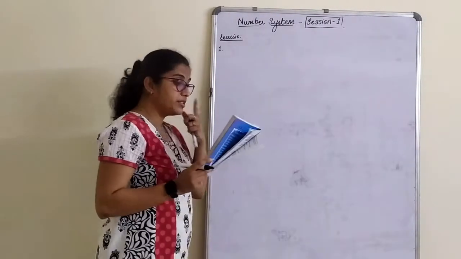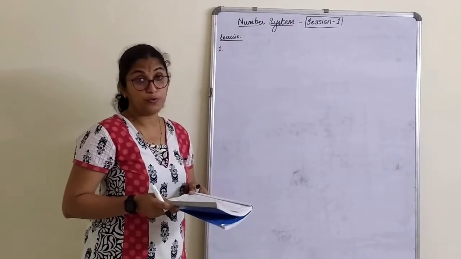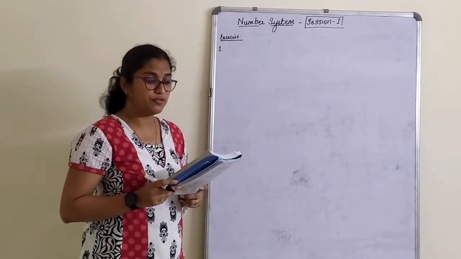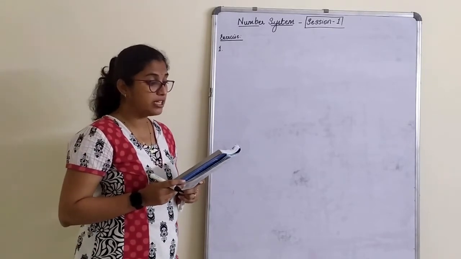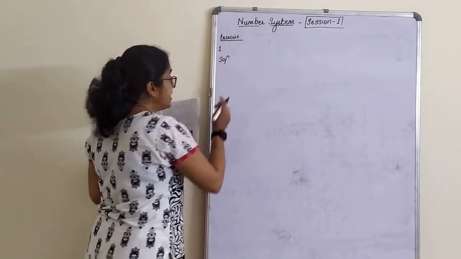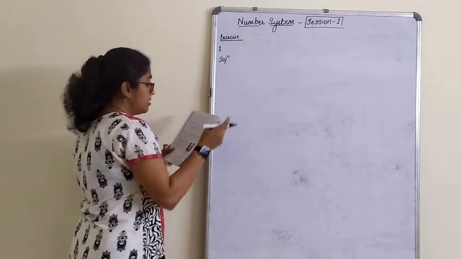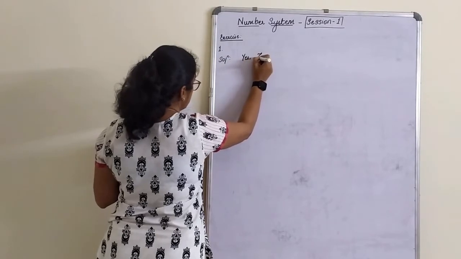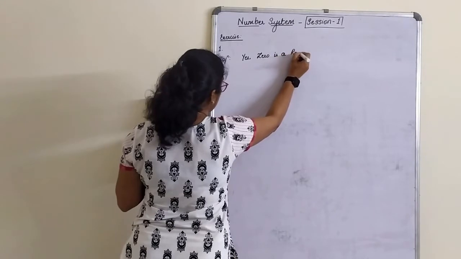Let's start with the first exercise. The question is: is 0 a rational number? What do you say? Yes, 0 is a rational number. Can you write it in the form of P by Q? Yes, we can write it where P and Q are integers and Q not equal to 0. So first of all, for the solution, let's write: because 0 is the only rational number which has no reciprocal. Is 0 a rational number? Yes. 0 is a rational number.